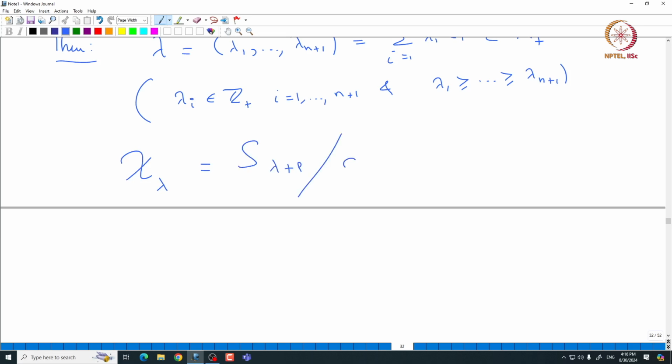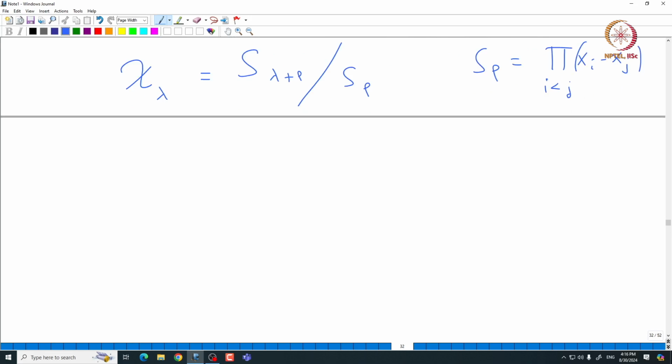Now if you take this χ_λ, you know that this is given by S_{λ+ρ} divided by S_ρ. We have already seen that S_ρ is nothing but the product of (x_i minus x_j), i < j. So now let us rewrite S_{λ+ρ}. What is λ plus ρ? λ plus ρ is nothing but (λ1 plus n, λ2 plus n minus 1, and so on, λ_{n+1}). So this is the tuple.